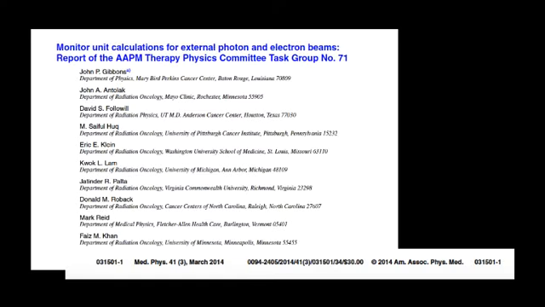Let me just mention this reference, AAPM Task Group Report number 71 from 2014, which describes monitor unit calculations for external beam photon and also electron beams. It gives you a lot more detail than what I just went over, but what I've given you are the essentials of this formalism and how to do a calculation.